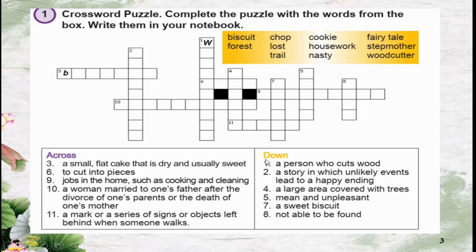So let's move on to the words from the upper side to the lower side. We have number 1, a person who cuts wood. Number 2, a story in which unlikely events lead to a happy ending. Number 4, a large area covered with trees. Number 5, mean and unpleasant. Number 7, a sweet biscuit. And number 8, not able to be found.